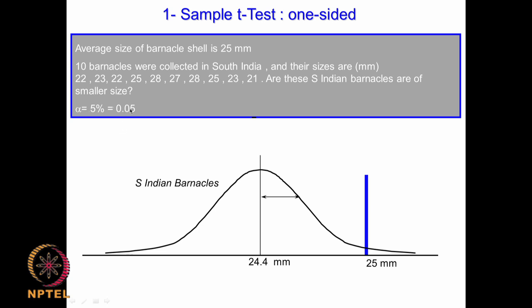So, we take 95% confidence. So, this is the South Indian barnacles, the average comes out to be 24.4, but the population average is 25 mm, that is, this is the statement. Okay. Now, I want to know whether this 24.4 is statistically significantly smaller or it comes from the same population at a p value of 0.05 or a 95% confidence. So, how do we do that?